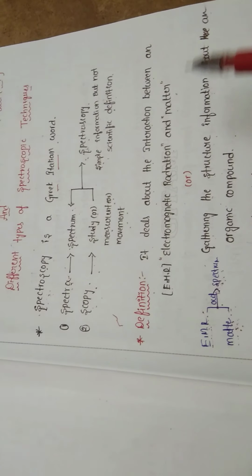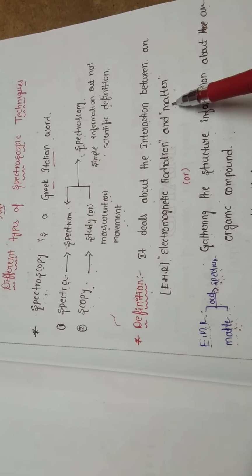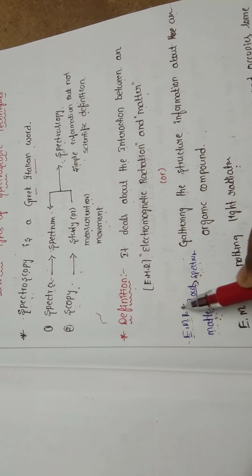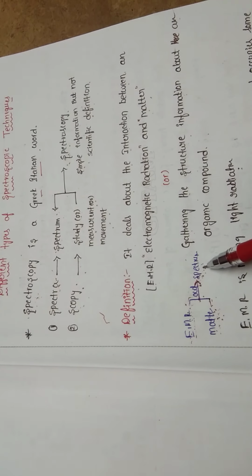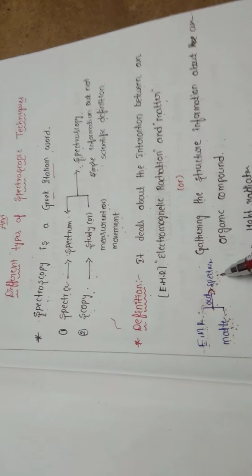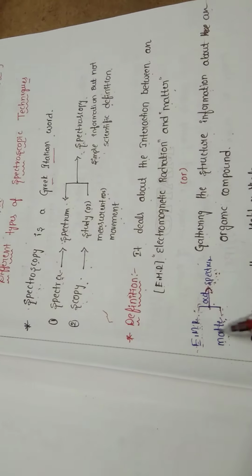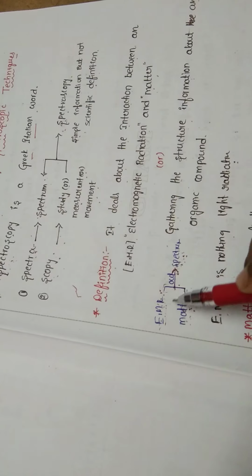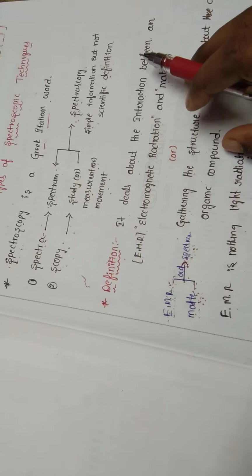Spectroscopy is the interaction between electromagnetic radiation (EMR) and matter. Whenever electromagnetic radiation and matter come together, they can give one output. That output is called a spectrum. So the spectrum is the result of two factors: the first factor is electromagnetic radiation and the second factor is matter. The interaction between electromagnetic radiation and matter is generally called spectroscopy. This is the exact definition of spectroscopy.